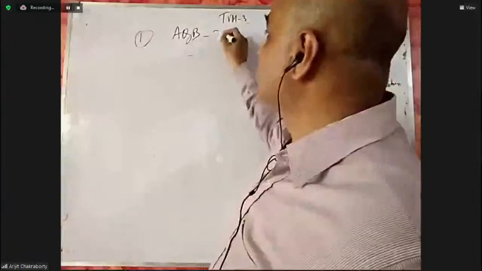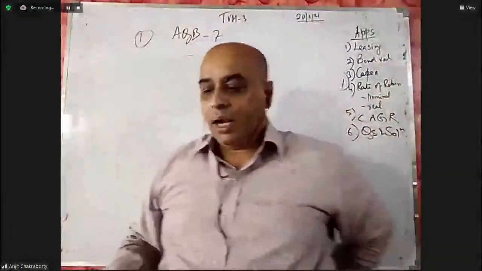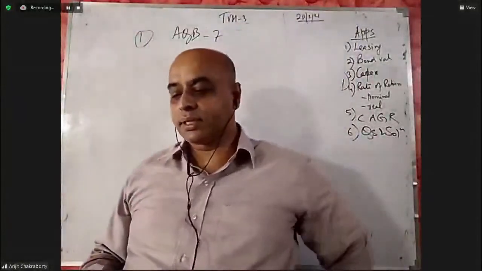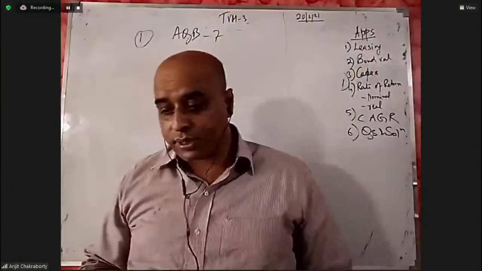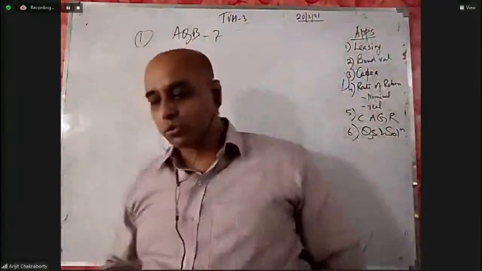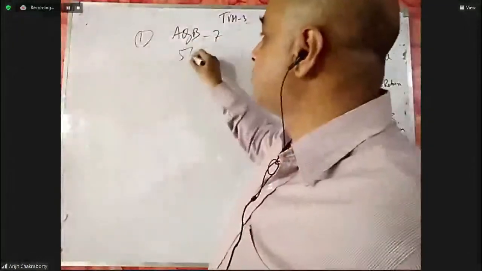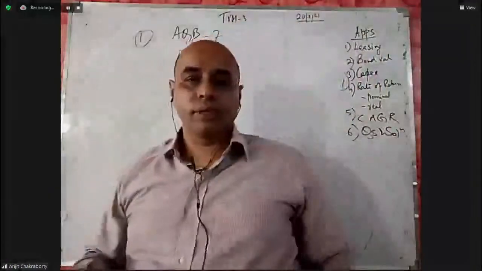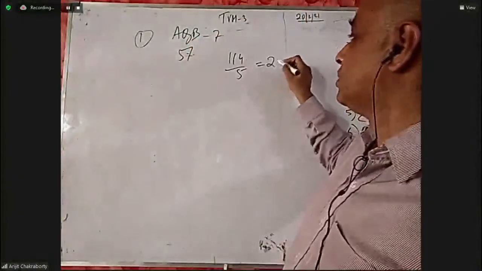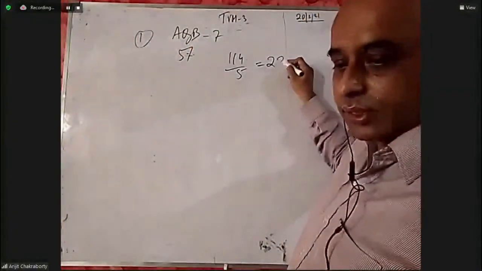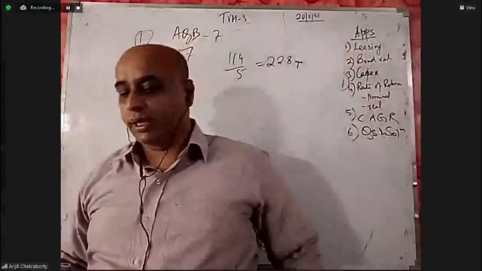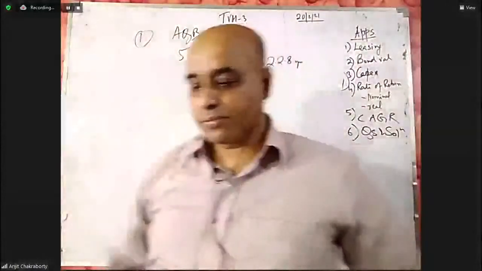So let us take AQB number 7. In how many years will a sum of money triple itself at 5% interest, compound interest, with half yearly compounding? Here also we apply the rule of 114, since the interest is 5% given. 114 by 5 is approximately 22.8. So in 22.8 years, the amount of money will triple itself.